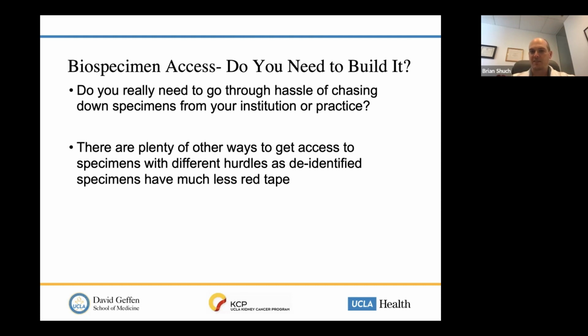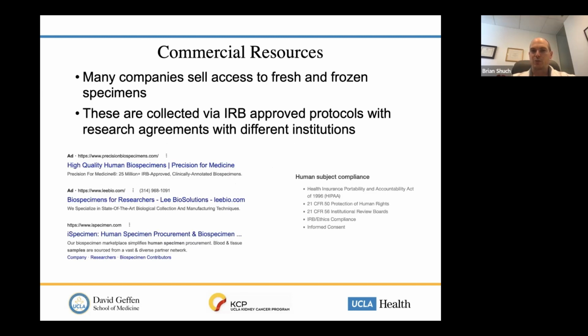There are plenty of other ways to get access to specimens without some of the hurdles. You can collect de-identified specimens, which have less red tape. But once you start getting into patient demographics, PHI becomes a challenge. So, you can get commercial resources. If you just Google, you can find plenty of specimens available from companies that are willing to sell fresh or frozen specimens. Many of them partner with institutions and have tissue microarrays, or access to fresh tumors, and they're available for purchase.